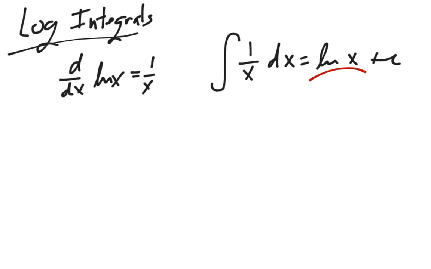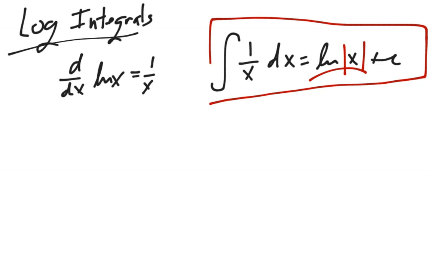However, we do need to restrict the domain of this, so we need to add absolute values here. So the integral of 1 over x dx is the natural log of absolute value of x plus c. This is pretty useful, but it's not super useful because 1 over x isn't a very common function. But we do have to extend this to include u-substitution.